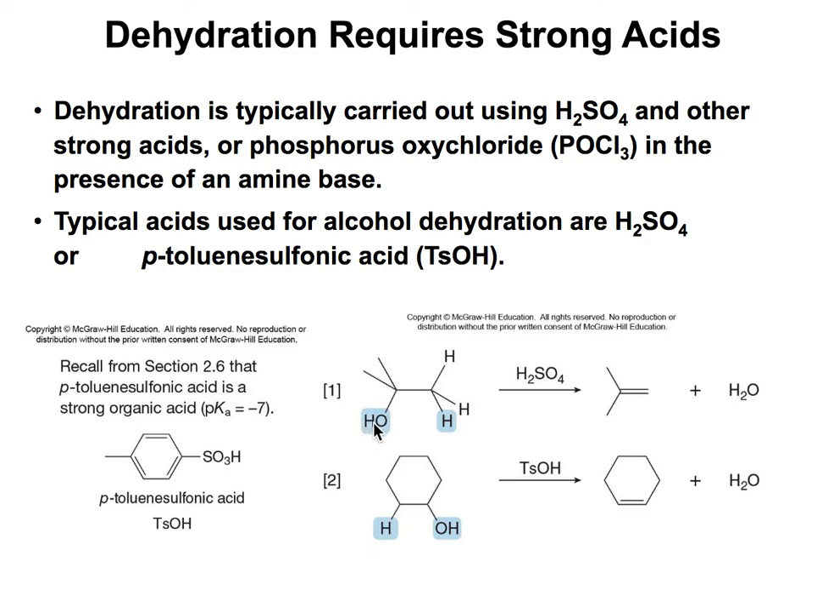As we talked about in that video, sulfuric acid, when mixed with water, will give us hydronium ion, and so the OH will grab one of those hydrogens and become water, making it a good leaving group. And then the base could come, grab one of those hydrogens, and give us that new pi bond. And paratoluene sulfonic acid is a very, very strong acid.